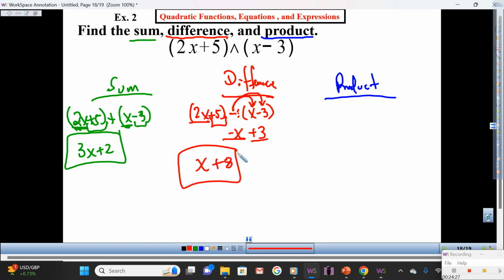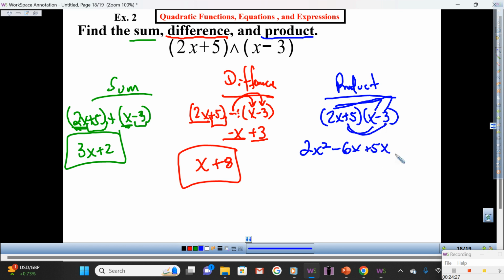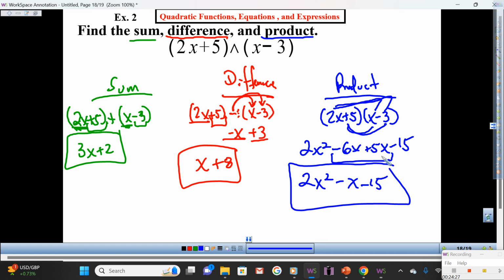Are we doing good? And the last one, product, which means we multiply 2x plus 5 and x minus 3. I'm going to use the distributive property: 2x times x, 2x squared; 2x times negative 3, negative 6x; 5 times x, 5x; 5 times negative 3, negative 15. So therefore, 2x squared, combine like terms: negative 1x and minus 15, and we are done. Hands if you got that by yourself. We got this, yes? All right.